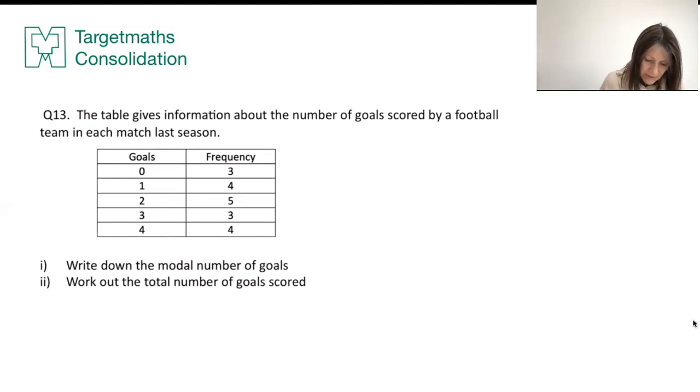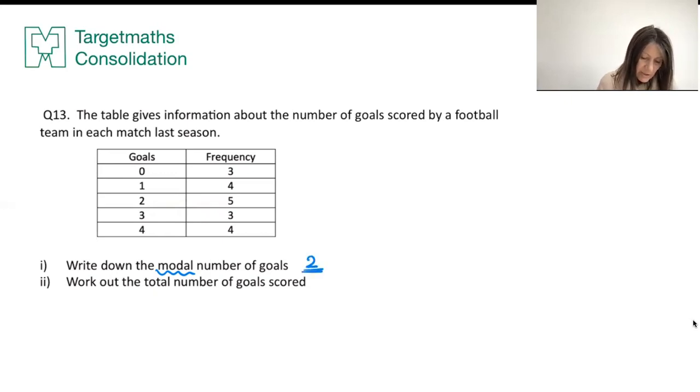Okay, so we have to find the modal. So once again, it means checking out which ones there's the most. 5 is the biggest number, which means 2 goals were scored more often than any other number of goals. So 2 is my answer for that bit there.